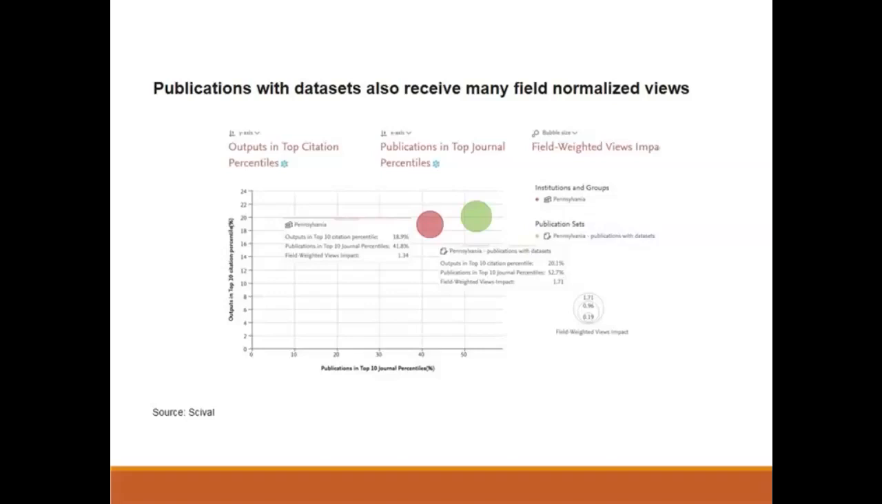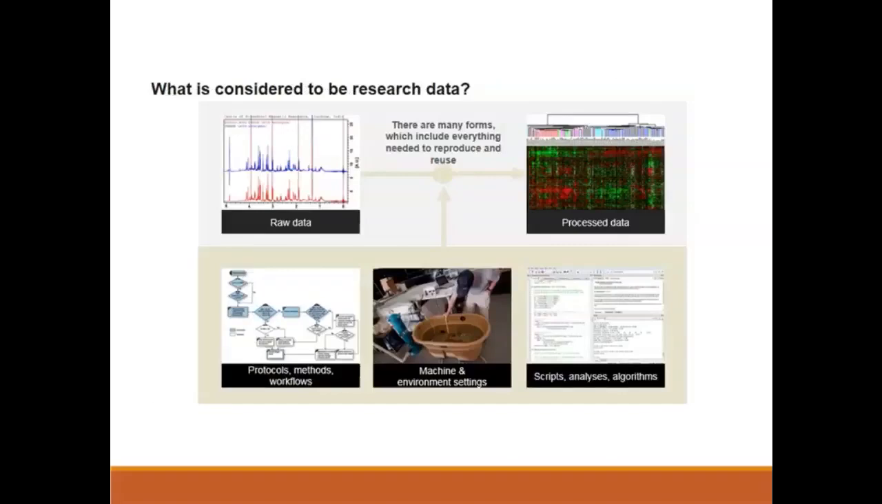So, with that in mind, we had to define what we meant when we described research data. So what's considered to be research data, right? I just mentioned it, but at Elsevier, we assume research data to take multiple forms, right? So the top two forms, raw data and process data, I think are pretty self-explanatory. Both are important, but the sources of these types of data can be numerous, and we've just given 3 examples below. So protocols, methods, workflows are all examples of data sets. Machine and environment settings, also examples. Scripts, analysis, algorithms. There could be many, many more.